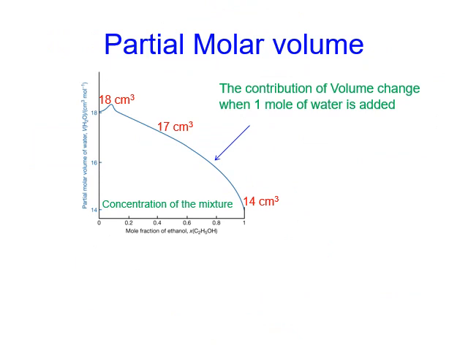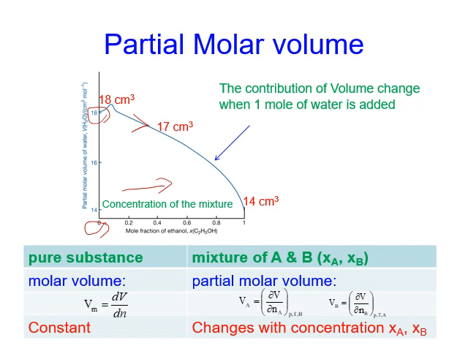Here is a plot of the partial molar volume of water in a mixture of water and ethanol. When the ethanol concentration is 0, that means it's pure water, and the partial molar volume is the molar volume of pure water, which is 18.1 cubic centimeter. When the concentration of ethanol increases, the partial molar volume decreases, from 18 to 17 until 14 cubic centimeter.